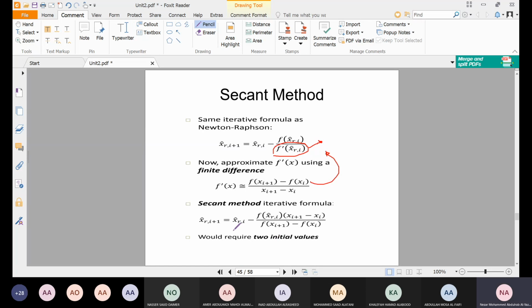Okay, second method here. The problem with the second method is that, as before, we need two initial guesses, not one. Here we have the first initial guess, and this will be the second initial guess that we want. So this will be the second method that we will study, the second open method.